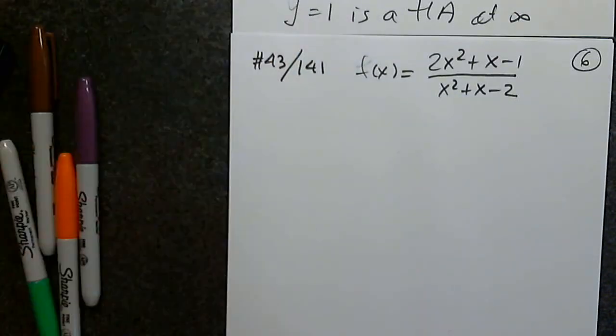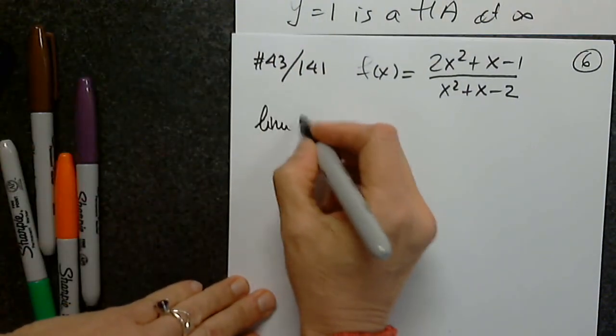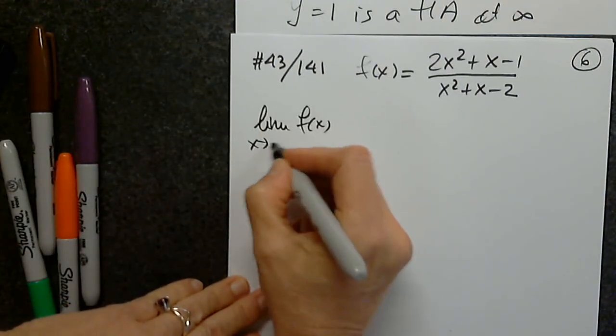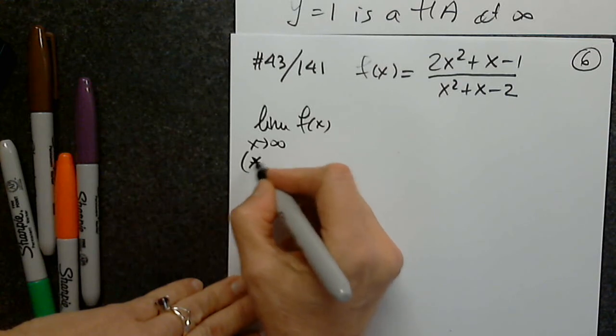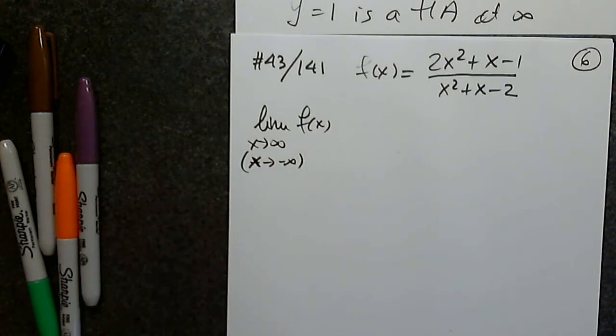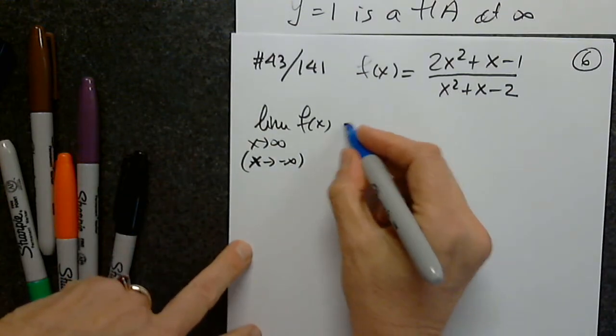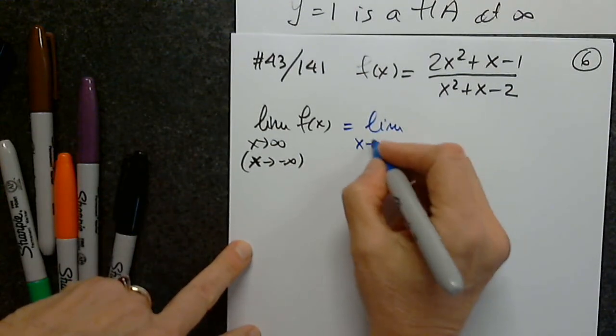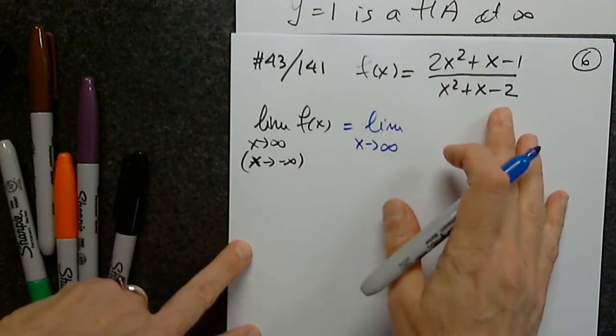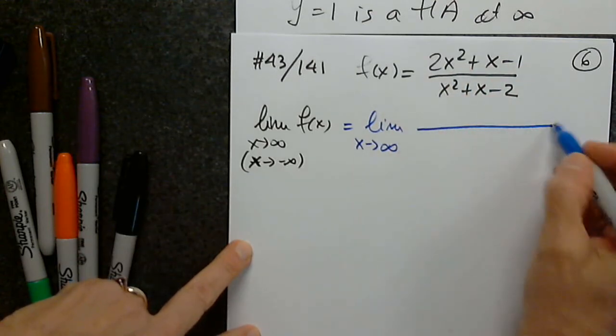So you can find the limit of f of x as x approaches infinity or approaches negative infinity. You don't have to do it twice. I'm happy if you just present that. And that shows me that you know that the function will have only one horizontal asymptote. Okay, so this is limit as x approaches infinity. I see what I have to do. What is the degree at the top?